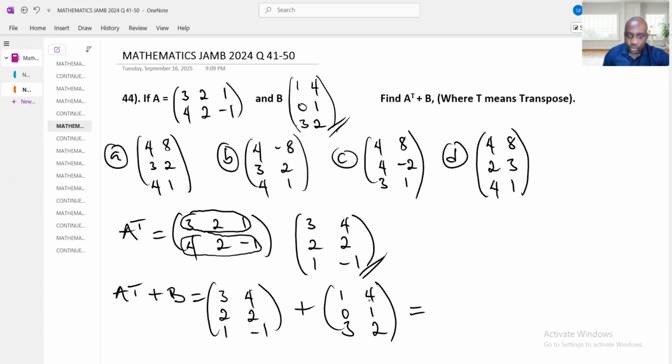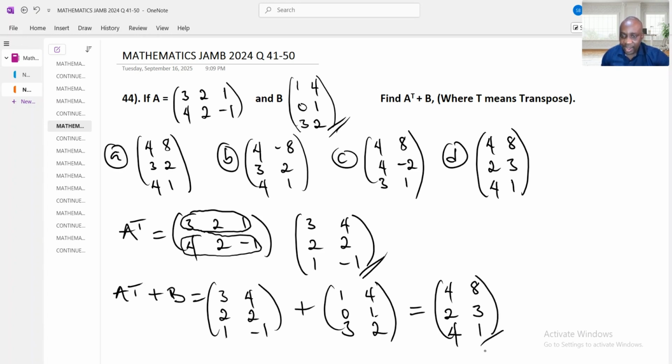3 plus 1 is going to give me 4. 4 plus 4 is going to give me 8. 2 plus 0 is going to give me 2. 2 plus 1 is going to give me 3. 1 plus 3 is going to give me 4. Minus 1 plus 2 is going to give me positive 1.